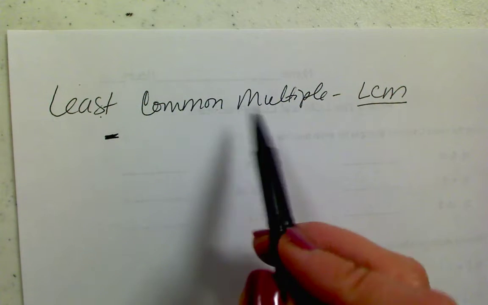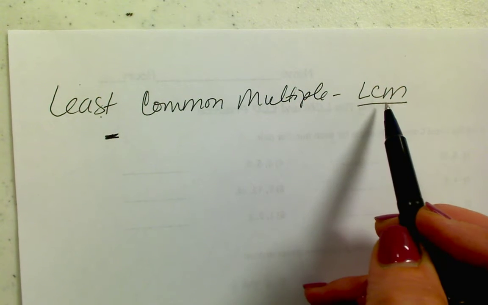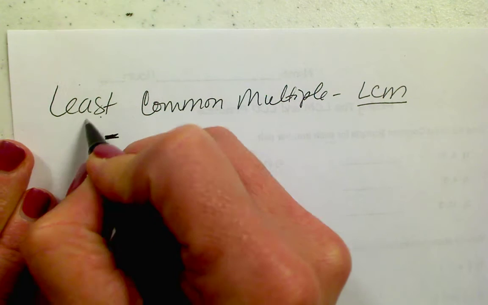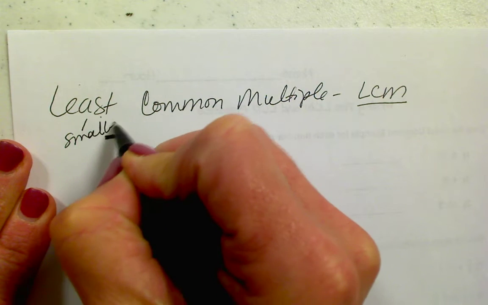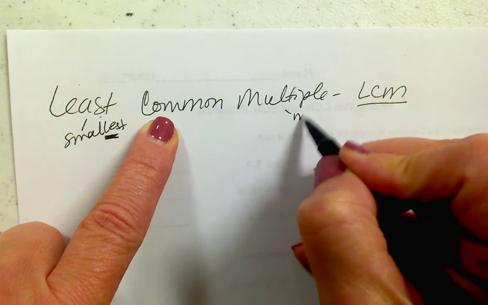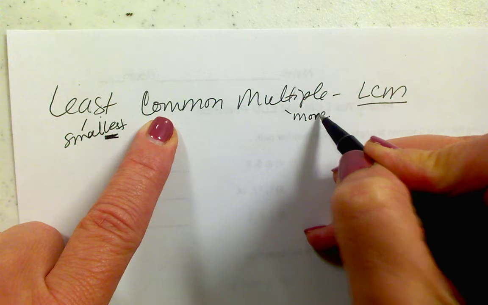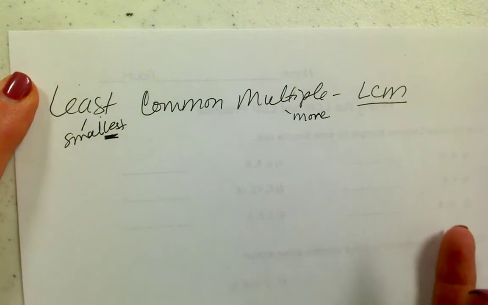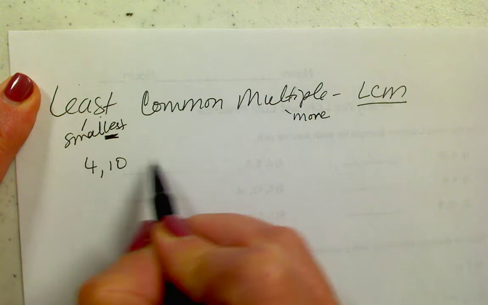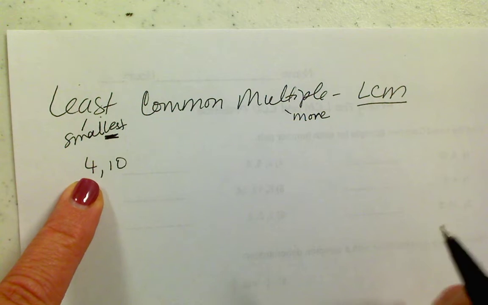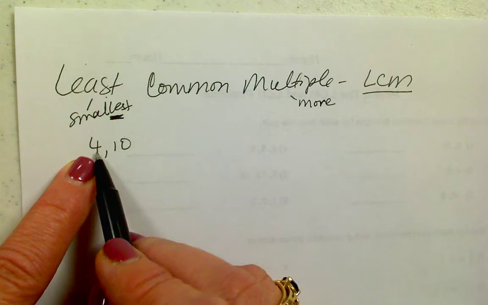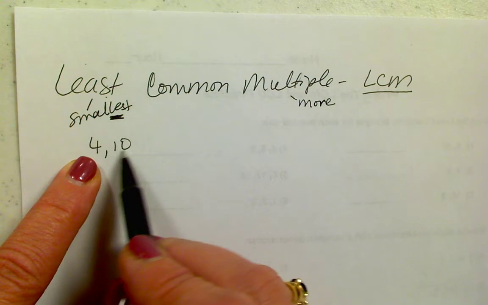So the least common multiple, and we abbreviate that as LCM. The least, so it's the smallest, common, what they have in common, and multiple. Think of multiple as more. Multiples are going to be more than your number that you started with. So we have 4 and 10, and we need to find the least common multiple. What that means is what's the lowest number, what's the smallest number they both go into.